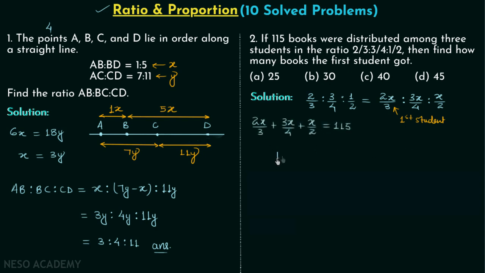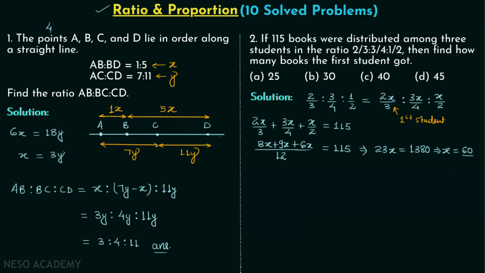When you take the LCM, you will have 12, and in the numerator you will have 8x plus 9x plus 6x. This is equal to 115. From here we will have 23x divided by 12 equal to 115, or we can say 23x equal to 12 multiplied by 115, giving us 1380. Now when you divide 23 on both the sides, you will have x, and it will be equal to 1380 divided by 23, which is 60.